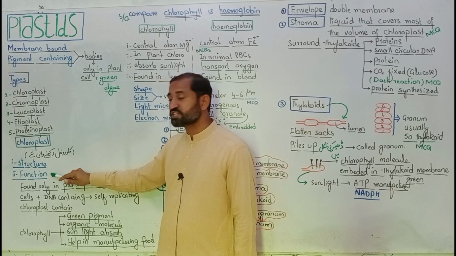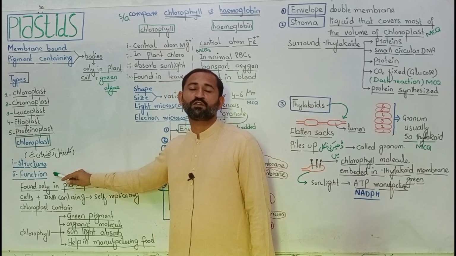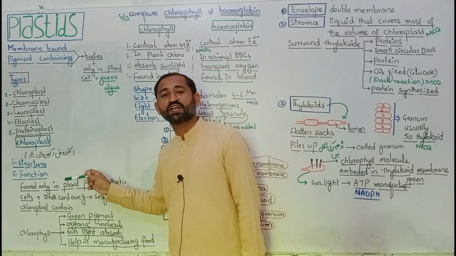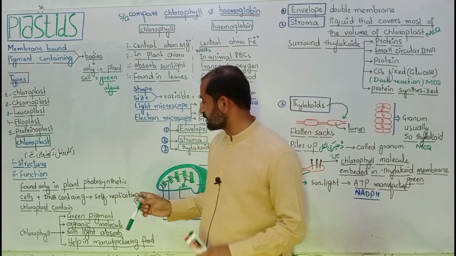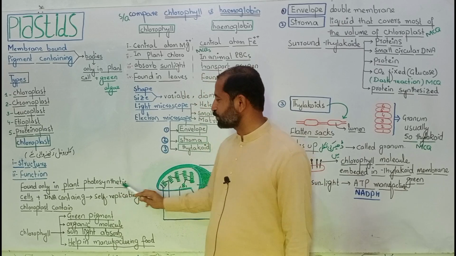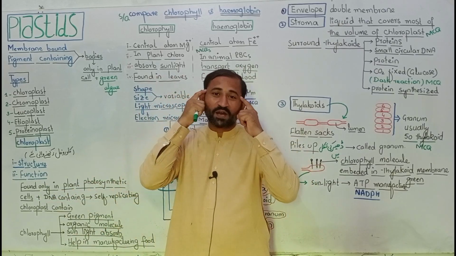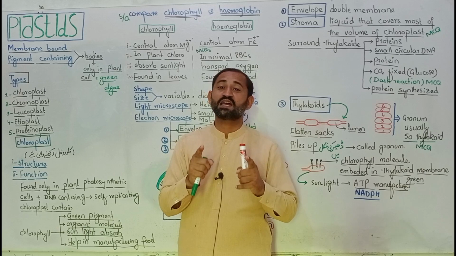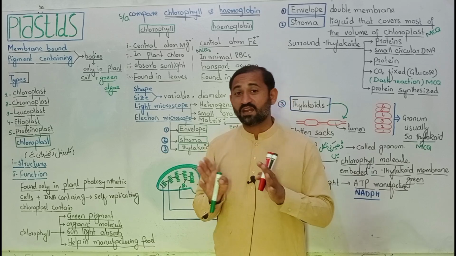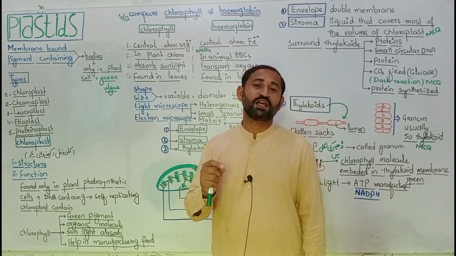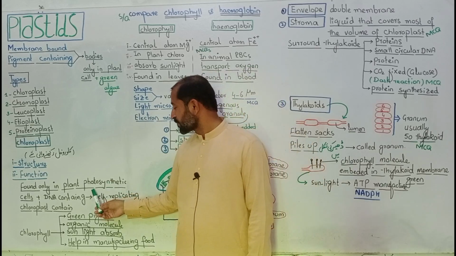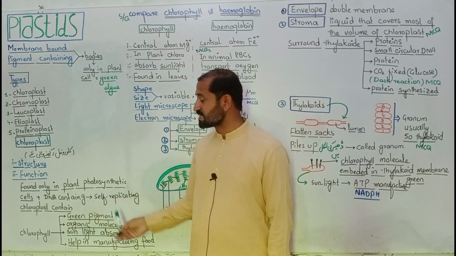So next one is structure and its function, that is, what is the structure of chloroplast and what is the function of chloroplast. Its structure and function is written here collectively. Structure is that it is found only in plant photosynthetic cells. Now keep in mind that all plant cells are not photosynthetic, only those cells are photosynthetic that consist of chloroplast. So it is found only in photosynthetic cells of plant.